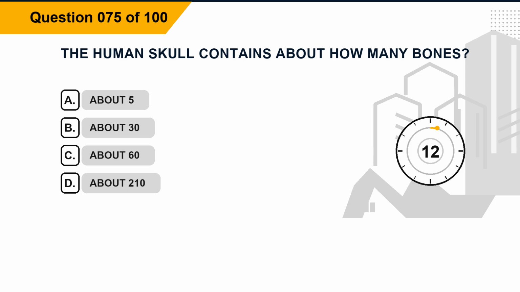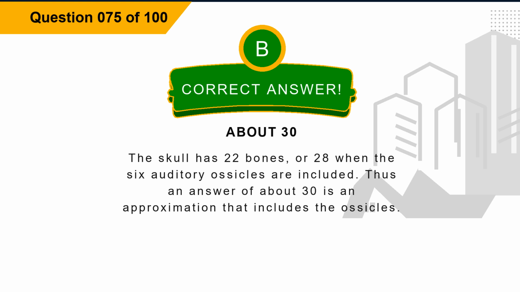Question 75. The human skull contains about how many bones? Option A, about 5. Option B, about 30. Option C, about 60. Option D, about 210. The correct answer is option B, about 30. Explanation. The skull has 22 bones, or 28 when the 6 auditory ossicles are included. Thus an answer of about 30 is an approximation that includes the ossicles.